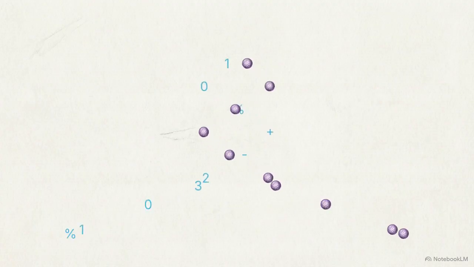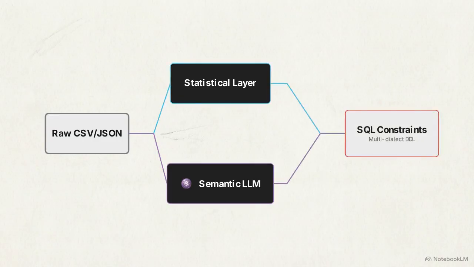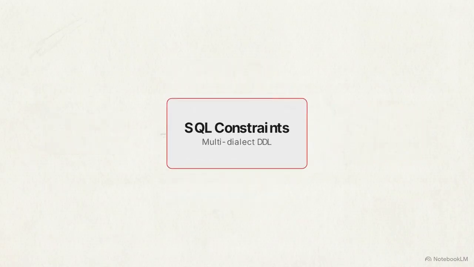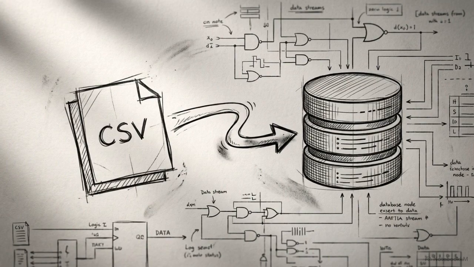It achieves this through a specific architectural thesis, bridging deterministic statistical analysis with large language model-powered semantic recognition. When a raw CSV or JSON file enters the system, it splits into two parallel processing tracks, a statistical layer and a semantic LLM layer. They operate independently, then synthesize their findings to automatically output production-ready SQL tables with strict constraints. This architecture turns database schema definition from a slow, manual engineering chore into an automated programmatic pipeline.